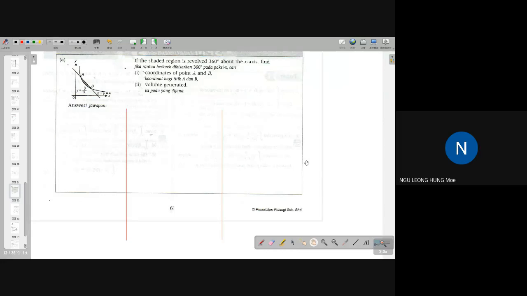Okay, if the shaded region is revolved 360 degrees about the x-axis, that means if we talk about area, it is the shaded region. We need the coordinates A and B. Do I need to explain for this one?